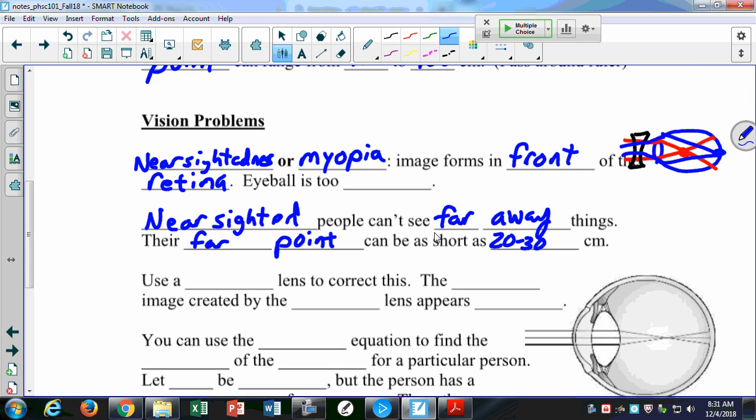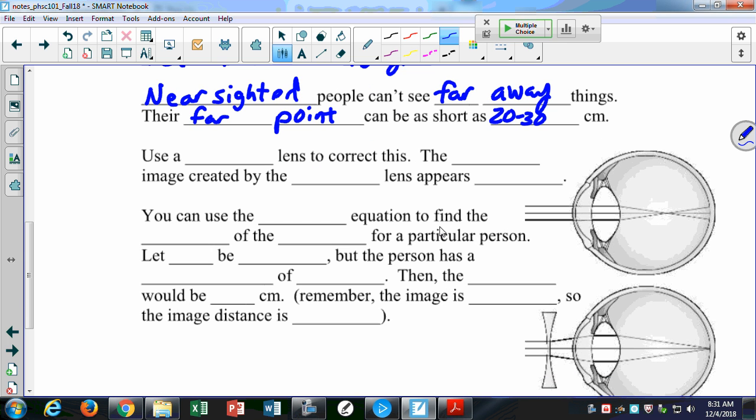So what is it where it says the eyeball is too... Oh, the eyeball is too long. Oh, this is a picture. I'm sorry, I drew this, but this is myopia. So the focal point is here. I put in a concave lens, and that causes the light rays to bend out, and then they bend back in at the right point. Use a diverging or concave lens to correct this.